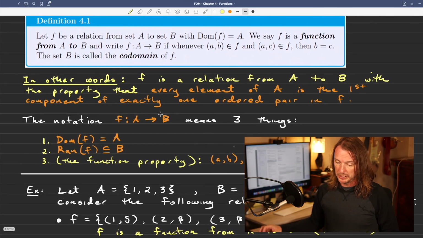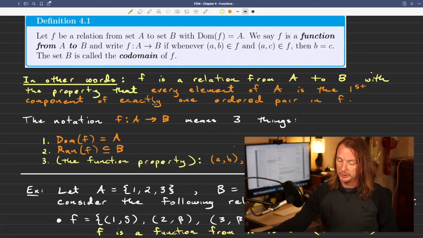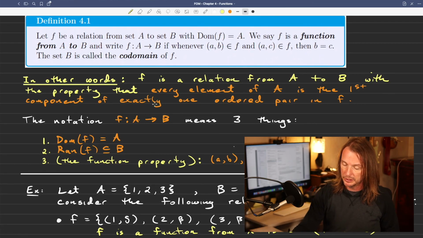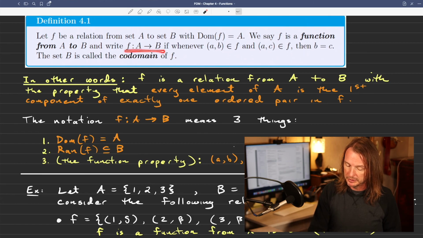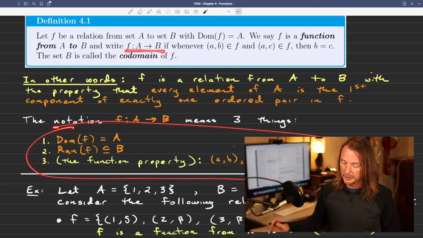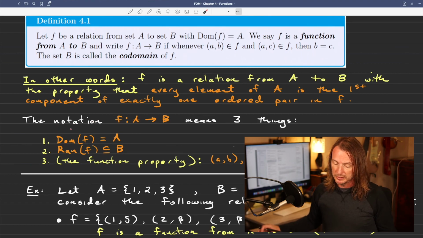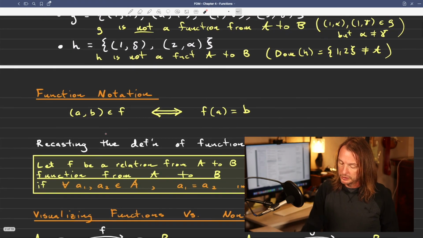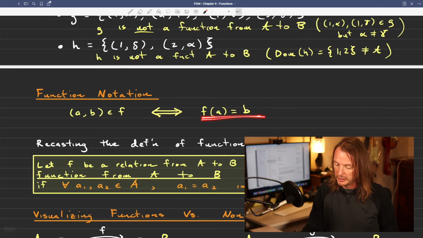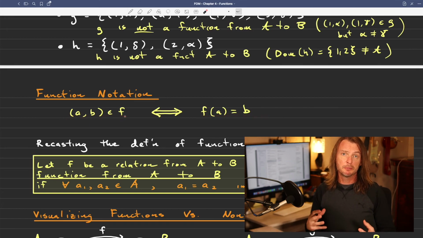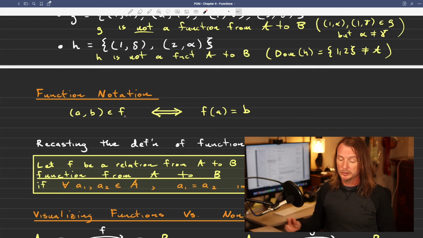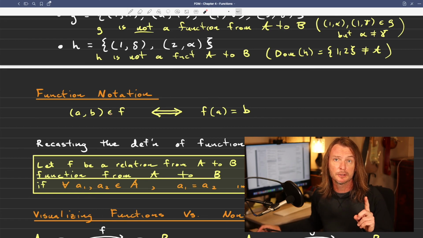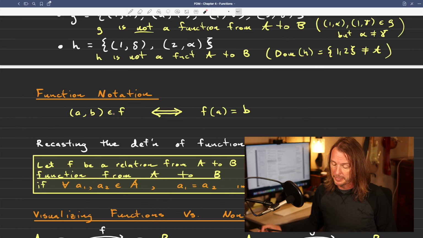We talked about what the notation f: A → B means. It means these three things down here, and that's really important because we use that a lot. We talked about functional notation. So f(a) = b means the same thing as (a, b) is an element of f. That's important because sometimes in proofs it's more convenient to switch over to the ordered pair notation, especially when we're talking about inverse functions.